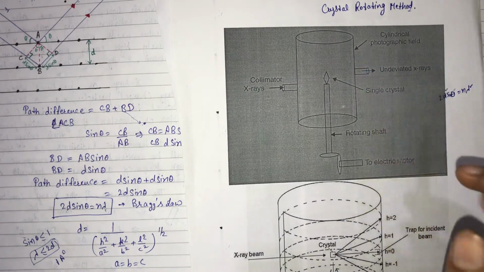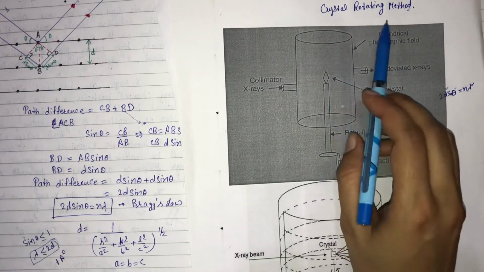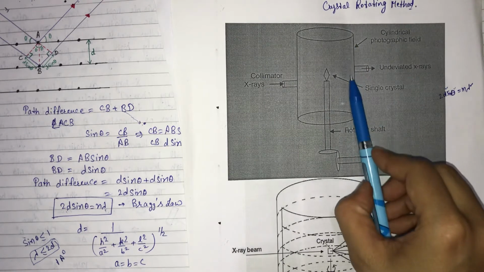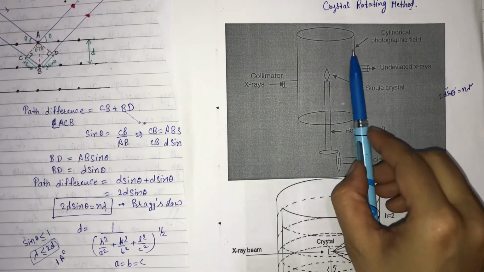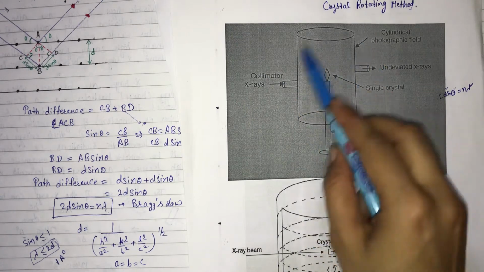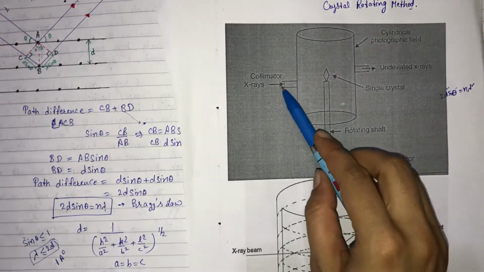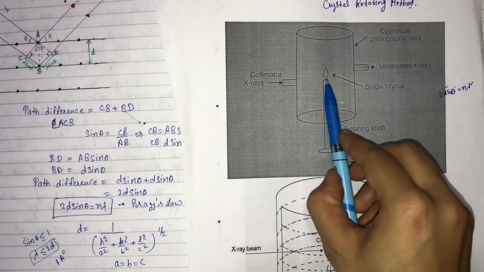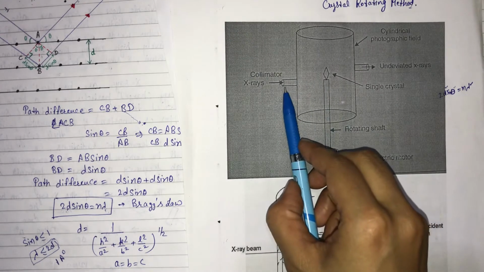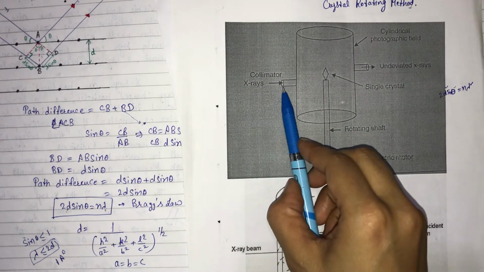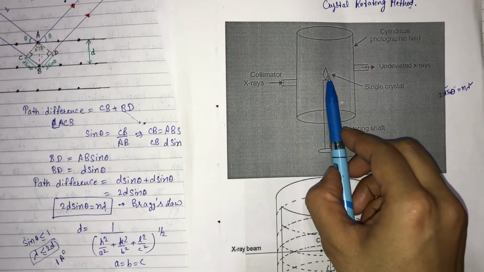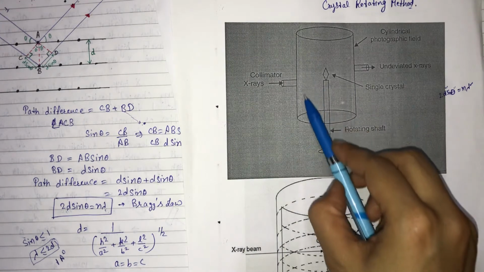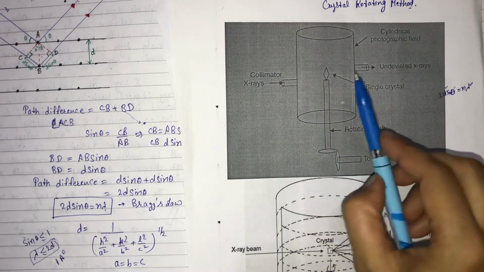Now in the case of the crystal rotating method, the photographic film is fixed inside the walls of this cylinder. You can see the arrangement of the crystal rotating method. There is a cylinder, and there is a rotating shaft on which a single crystal is placed. This is the hole from which monochromatic X-ray beams are allowed to hit the single crystal, and the photographic film is mounted on the wall of this cylinder.